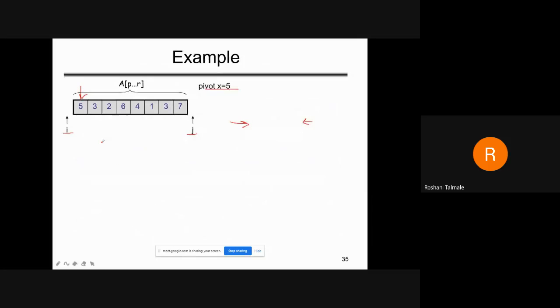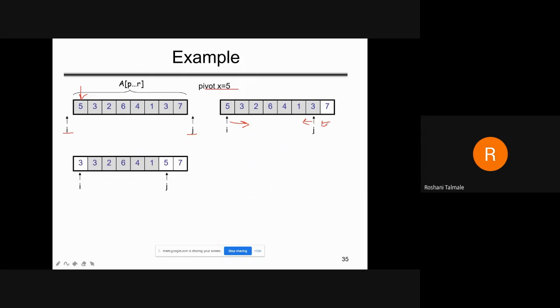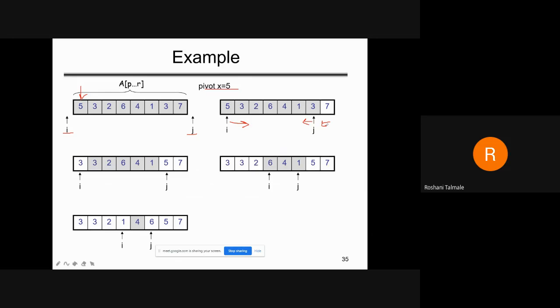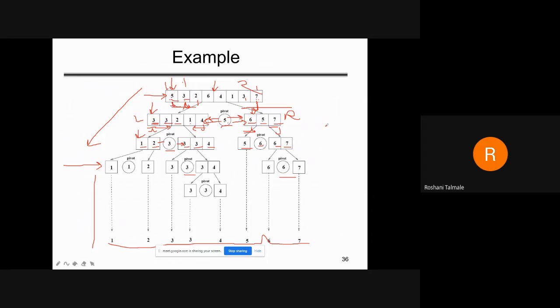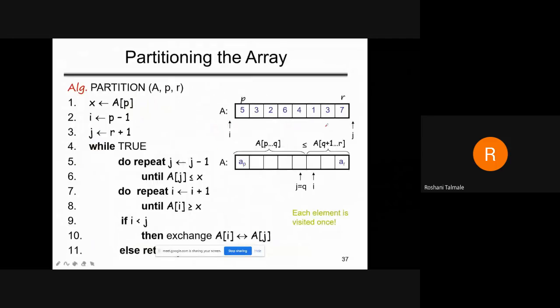I and j values are there, pivot element is 5. Okay, so first j, मतलब 7 is already compared, so we will increment the j. आप ऐसे करोगे, ठीक है? Then here i, then i is incremented. Okay, one by one it is incrementing. Fine, so this is the example. Now this is the pseudocode for the partition of the array.